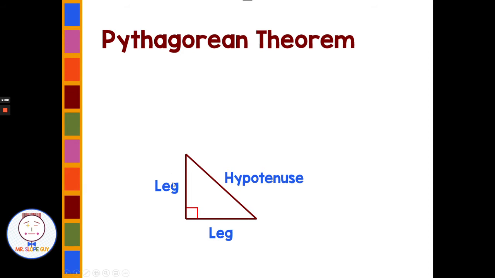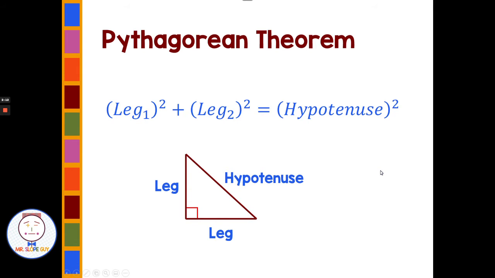Another way of thinking of this is we have two legs and a hypotenuse. We could think of it as being leg squared plus the other leg squared would be the hypotenuse squared. But since we normally label the legs A and B and the hypotenuse C, most of the time you'll see the Pythagorean Theorem as A squared plus B squared equals C squared. But it is true that it's both the legs, each squared, added together, equaling the hypotenuse squared.